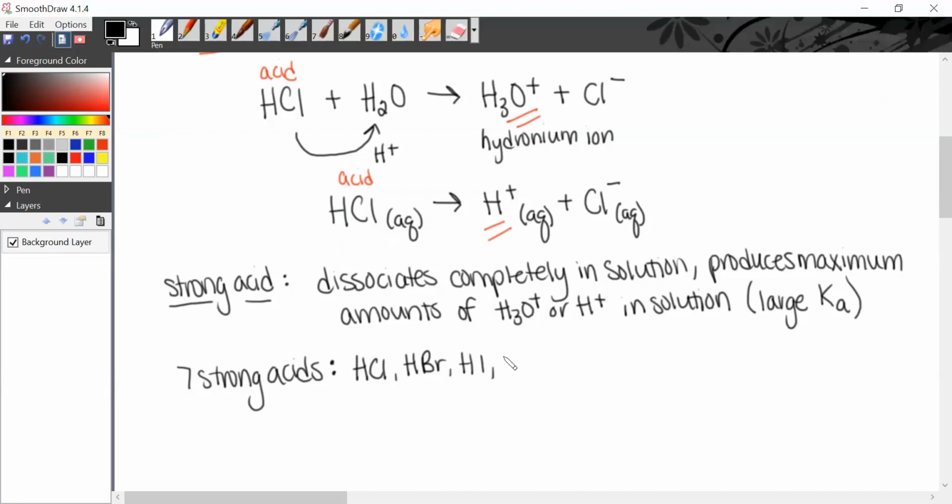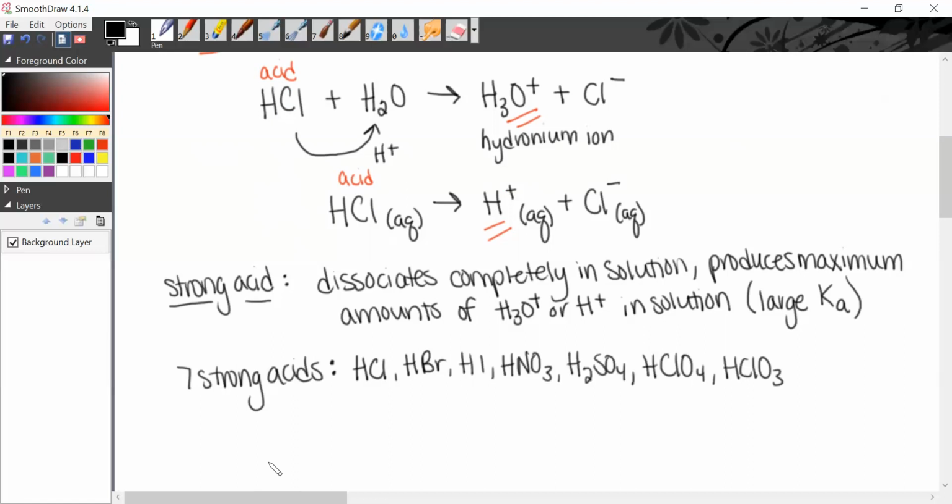Then come some oxyacids that are also strong. HNO3, nitric, H2SO4, sulfuric, HClO4, perchloric, and HClO3, chloric. So you just got to know them.